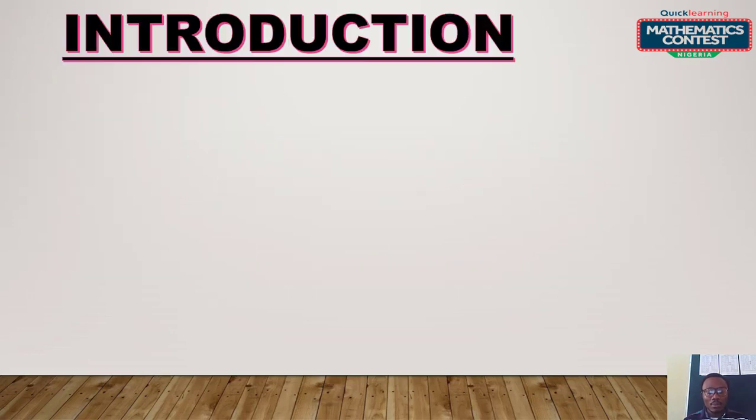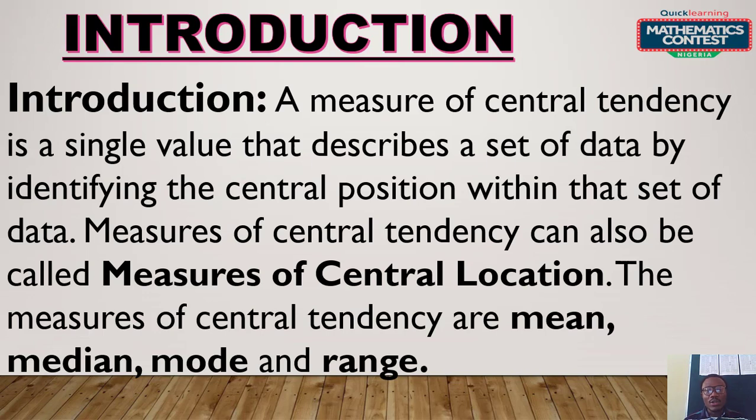Now, let's just build some background and basics before we actually continue. A measure of central tendency is a single value that describes a set of data by identifying the central position within that set of data. Measures of central tendency can also be called measures of central location. We're just trying to deal with averages. So measures of central tendency is just a topic that discusses average in statistics.